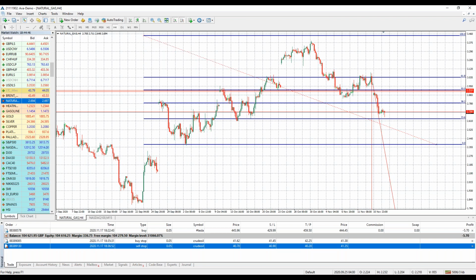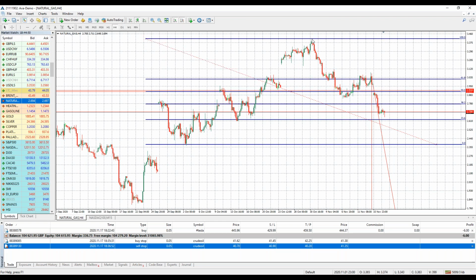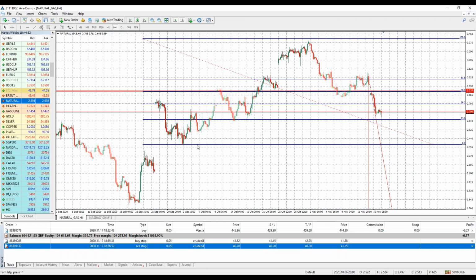Let me double click on the red line. Now I can adjust it. Okay. So here's my resistance at the top. Here's my support at the bottom. Now, based on ratios, it created the Fibonacci levels in between.